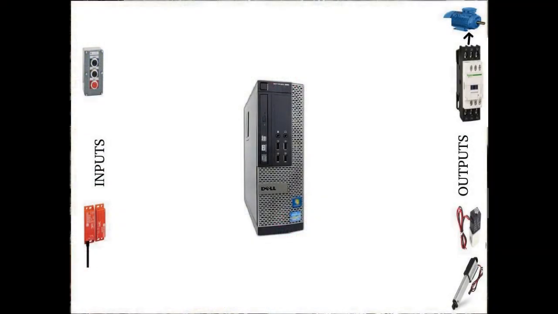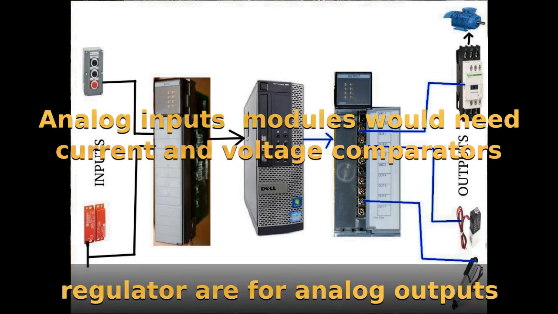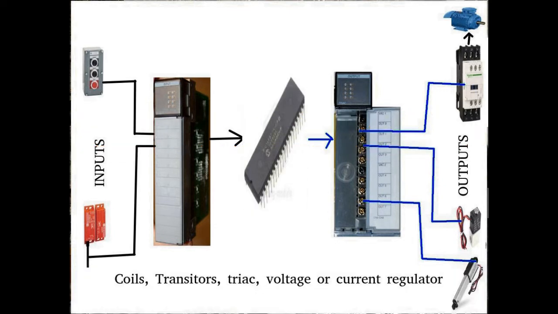And since computers are great at making decisions based on logical preset rules, an interface was created to be able to collect inputs and deliver them to the computer. And a second interface was created to allow the computer to control industrial equipment via relays, transistors, triacs, or voltage or current regulators. What does this PLC computer look like?